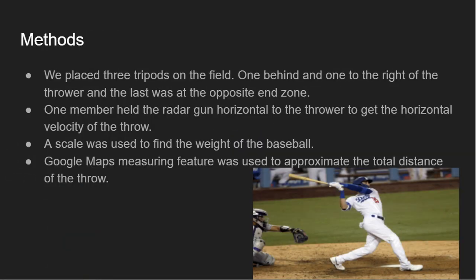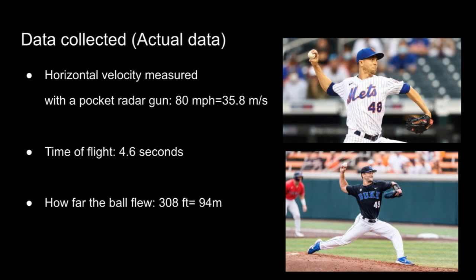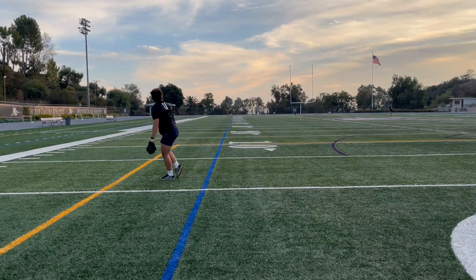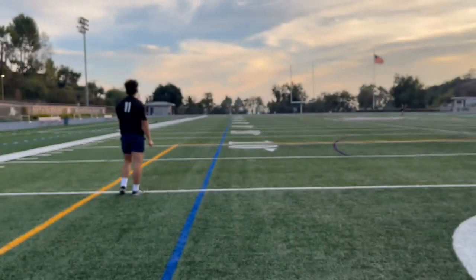For our methods, one member held a radar gun horizontal to the thrower to get the horizontal velocity of the throw, and we placed 3 tripods in the field, one behind and one to the right of the thrower, and the last one was at the opposite zone. So the data that we collected was the initial horizontal velocity, which is measured at 80 miles per hour, the time of flight, which is 4.6 seconds, and how far the ball flew, which is 308 feet. This is the subject completing the trial.